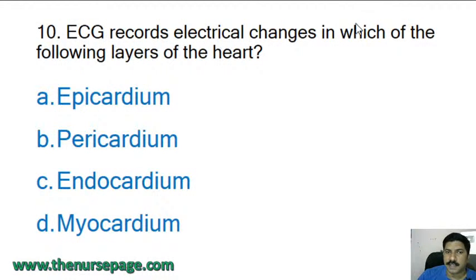Next question. ECG records electrical changes in which of the following layers of the heart? Easy question. Epicardium, pericardium, endocardium, myocardium.